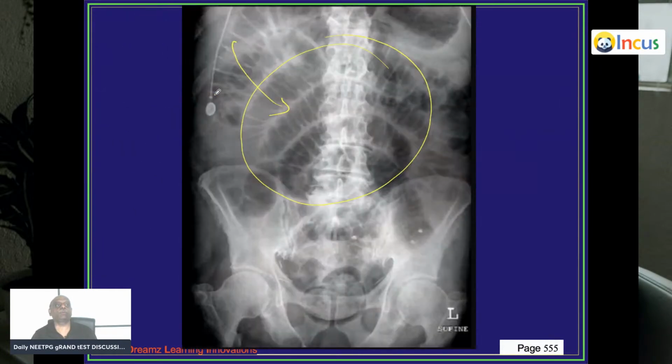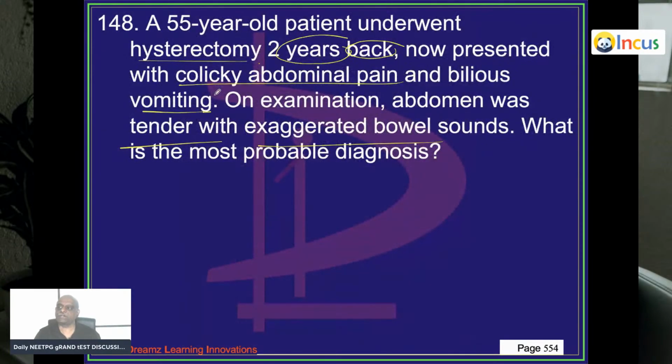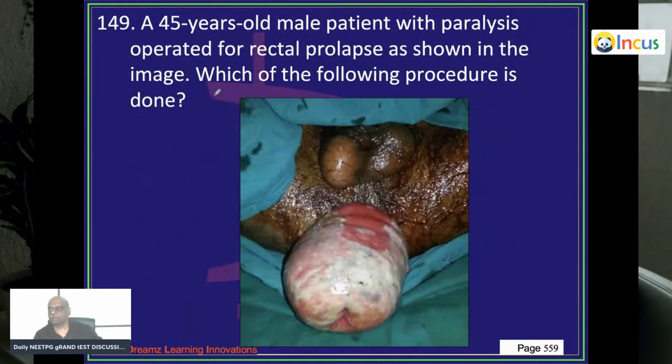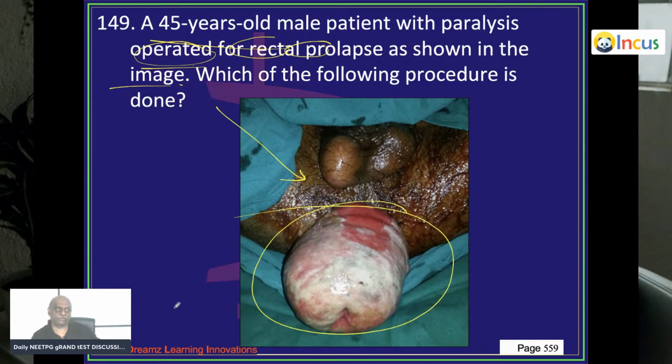So adhesive small bowel obstruction, because there was a previous history of surgery, no, that led to injury. A 45-year-old male patient with paralysis, operated for rectal prolapse as shown in the image. So what is this? Complete rectal prolapse.